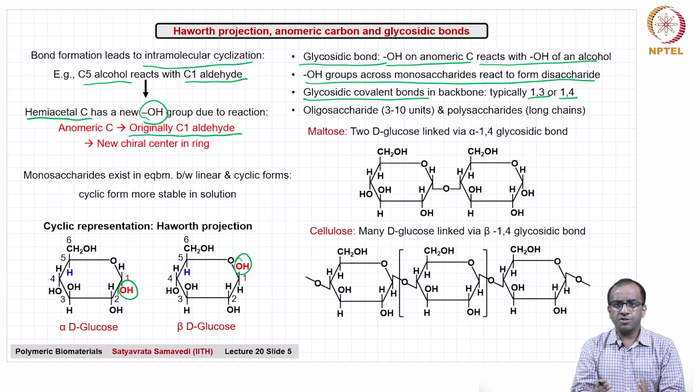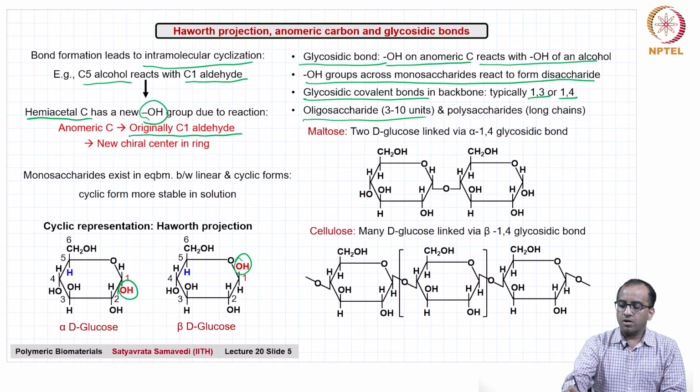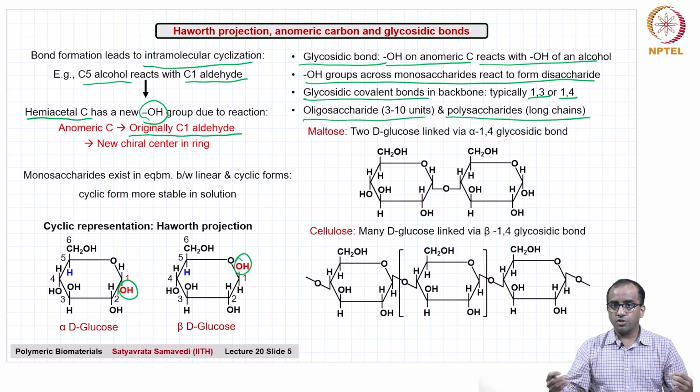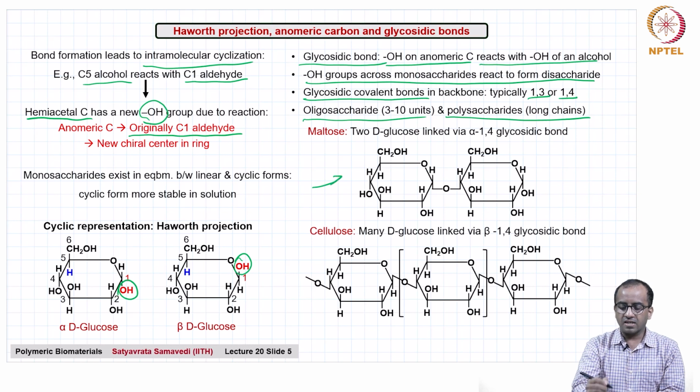And when you have a small number of units, such as what we saw for peptides, in the case of a small number of amino acids being joined together, you would call them a peptide. Equivalent here is an oligosaccharide or an oligomer, more generally for polymers, or a polysaccharide when you have very long chains where multiple monosaccharide units are connected together. And shown here are examples of a disaccharide, maltose, and a polysaccharide, cellulose.